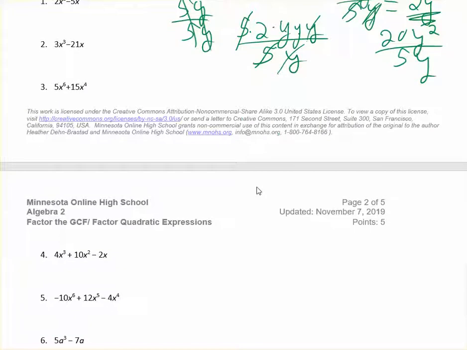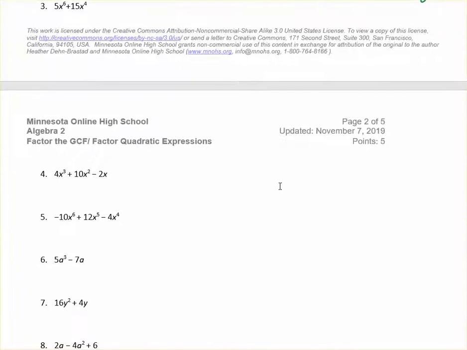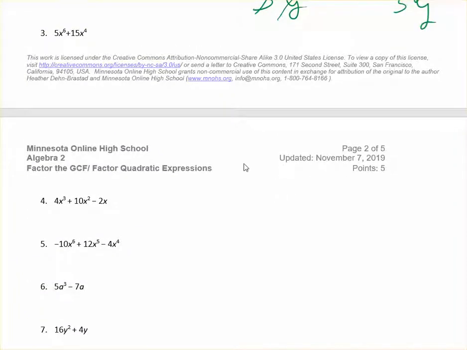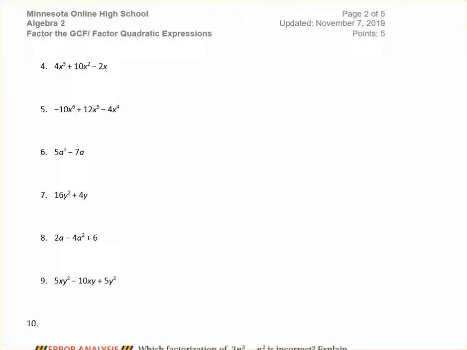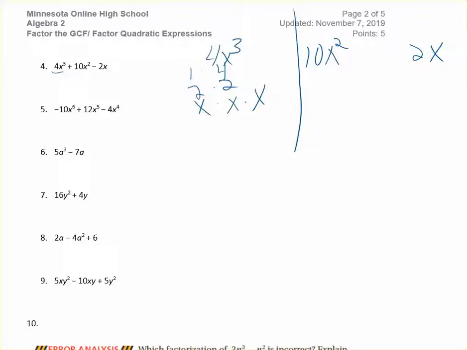Let's look at number 4. Number 4, the first step again is to find the greatest common factor. So our factors, or our terms, are 4x to the third and 10x squared and 2x. So 4x to the third, the factors are 1 and 4, or 2 and 2, and x times x times x. How about 10x squared? The factors are 1 times 10, or 2 times 5, and x times x. How about 2x? Well, that one's easy, 2 and x.